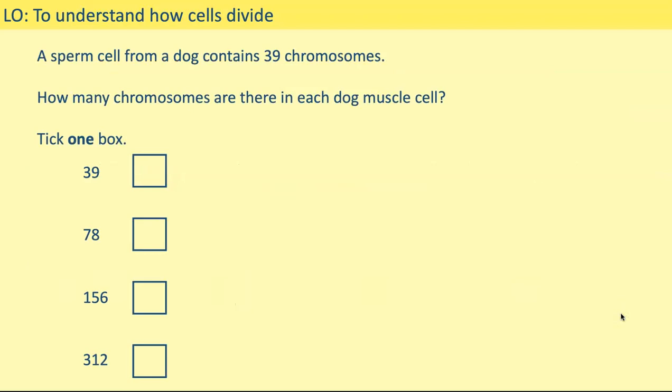So for the first question, it tells us that a sperm cell from a dog contains 39 chromosomes. And the question asks us how many chromosomes there would be in each dog muscle cell. We know that sperm cells are haploid, so they have half the number of chromosomes that a body cell would have, and a muscle cell is a body cell. So we know that the muscle cell must have 78 chromosomes.